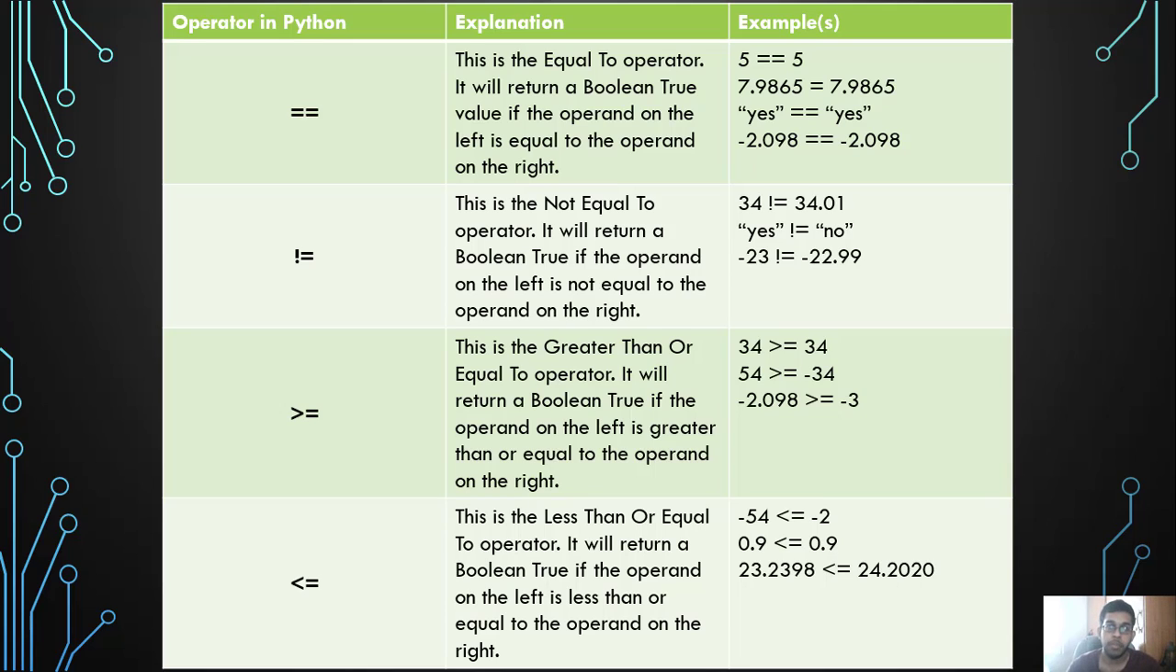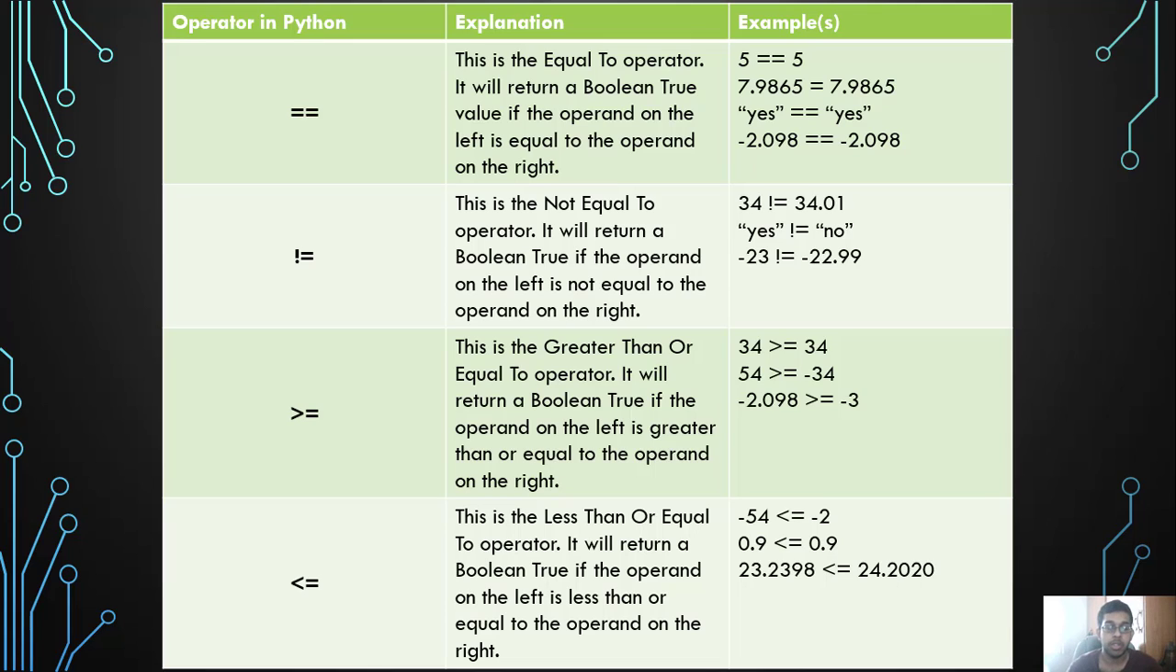Not equals to. This is the not equal to operator. It will return a Boolean true if the operand on the left is not equal to the operand on the right. 34 is not equal to 34.01. Yes is not equal to no. Negative 23 is not equal to negative 22.99.